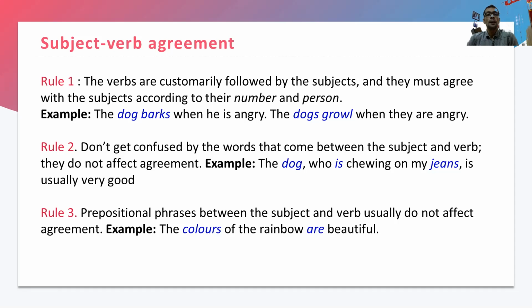Number 3, prepositional phrases between the subject and verb usually do not affect agreement. For example, the colors of the rainbow are beautiful. Again, blue italic forms are used for your better understanding. Okay, let's go to the next slide.